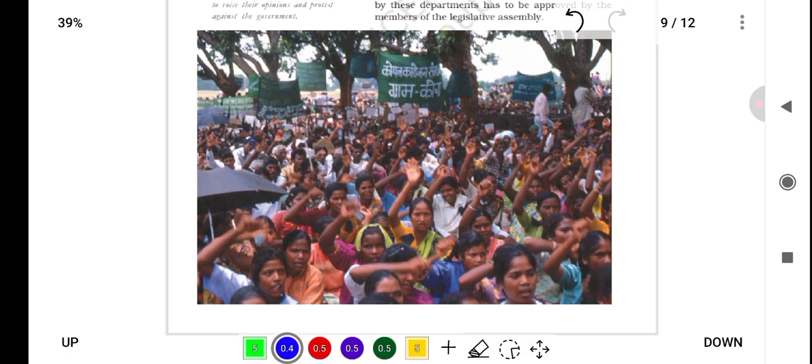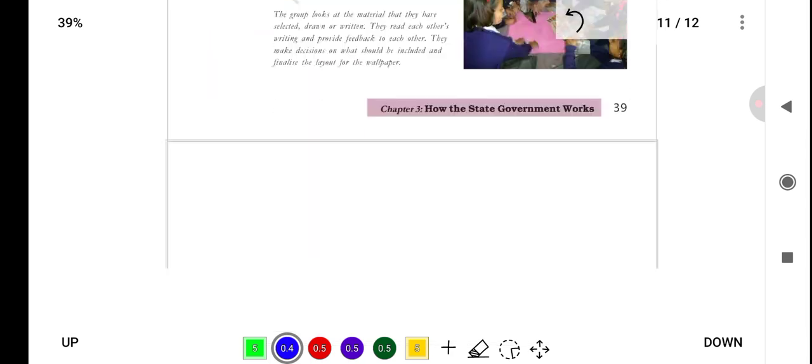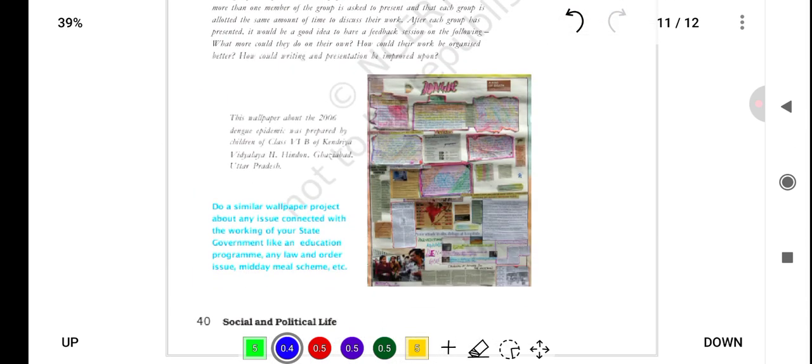After this there is a small picture of people protesting against the government. Here a wallpaper project has been given to small kids. We don't need to read them.